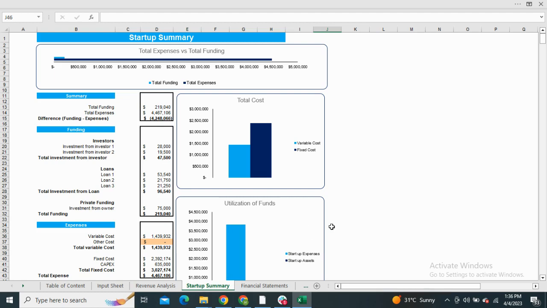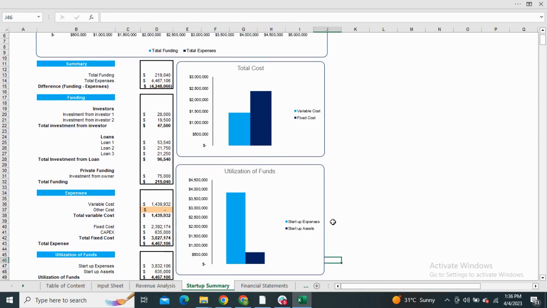Next, we have the startup summary. The startup summary is the estimation of how much investment is required for the first year of your business, and it also consists of the graphical representation of total cost and utilization of funds.